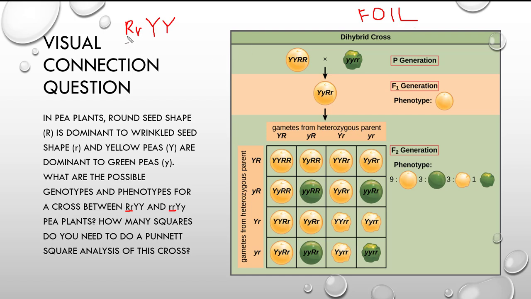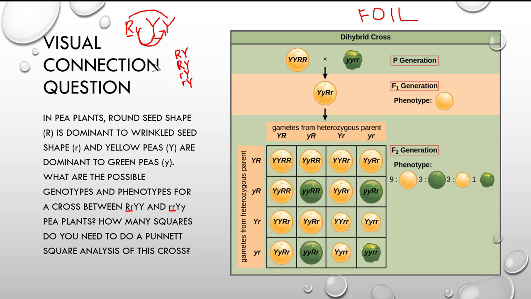So first means the first of the gametes, okay? So basically big R and big Y, so that's the first. So that's one possible gamete combination. Outer, big R, big Y, so it's these guys. That's another possible gamete combination. Inner, to be these two, little r, big Y, and then last, these guys, little r, big Y.